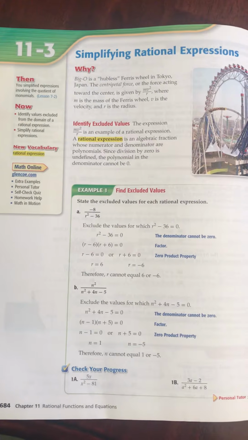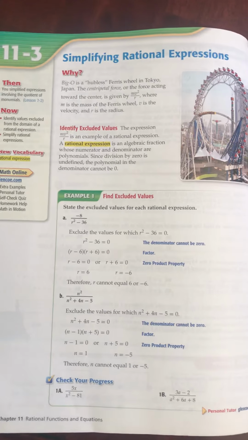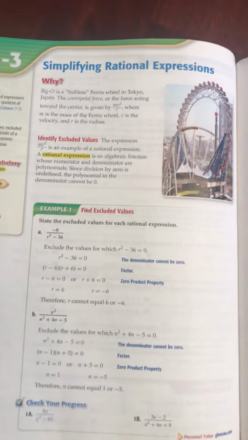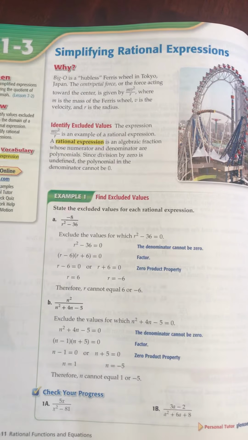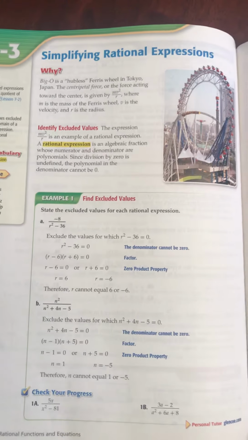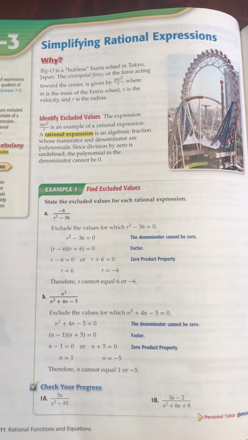Hey guys, okay, so here's some help for section 11.3, simplifying rational expressions. Again, the word rational just talks about a fraction. So these are just expressions, they're not equations, they don't have an equal sign or anything, just an expression, and we're just going to try to reduce them. Simplify just means to reduce.